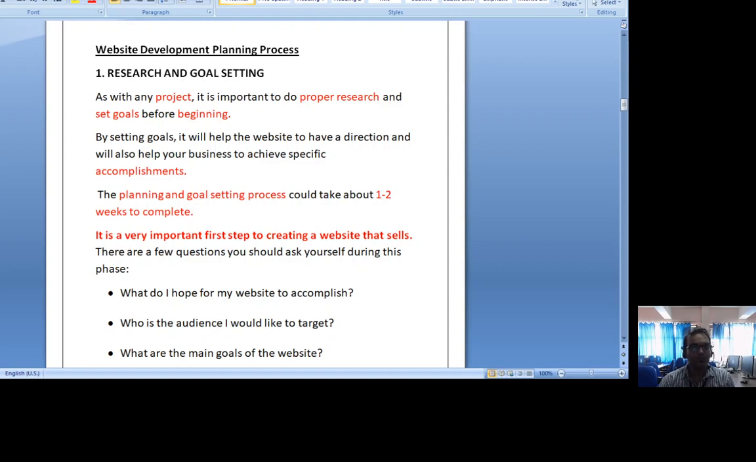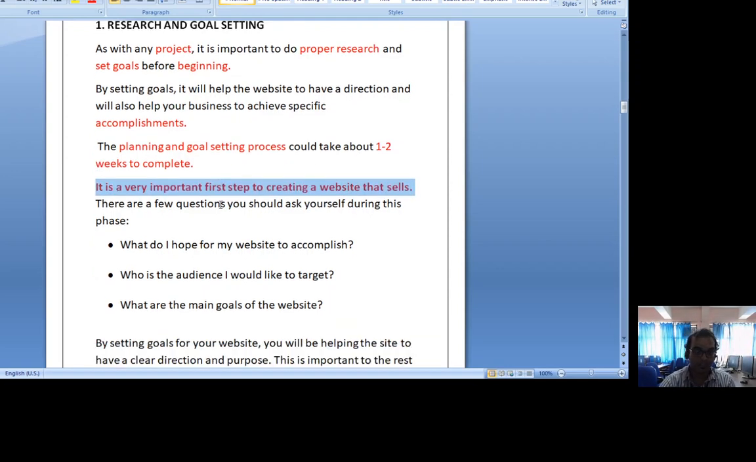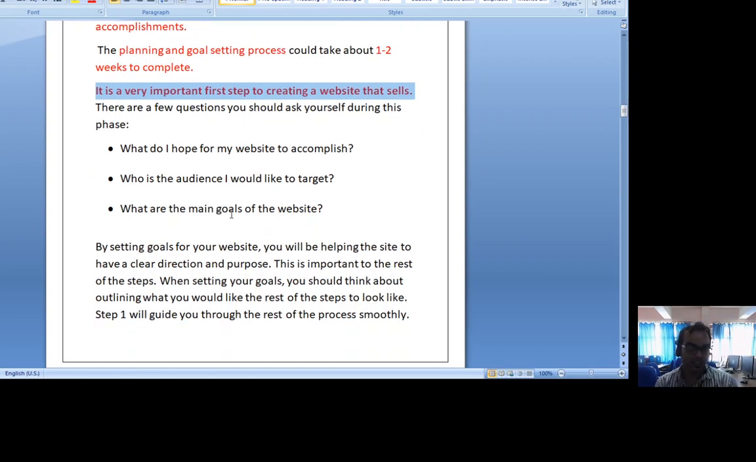Now let's move. How are we going to get our research done? Our research is done with the help of asking ourselves several questions about whether our business objective is feasible or not. What do I hope for my website? So, what will those questions be? What do I hope for my website to accomplish? Who is the audience I would like to target? What are the main goals of the website?